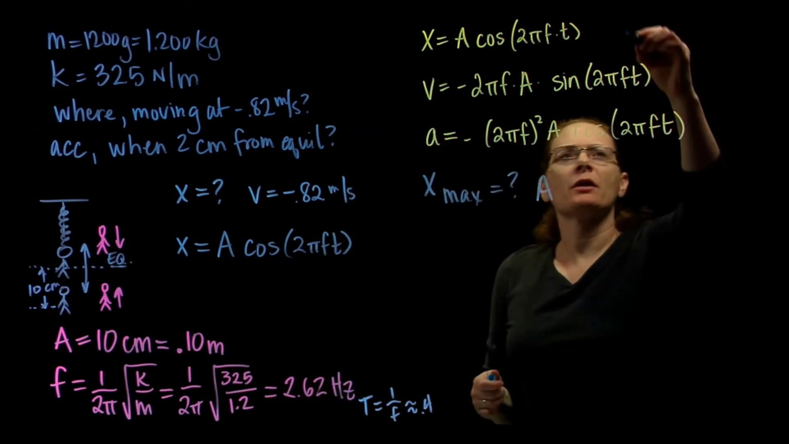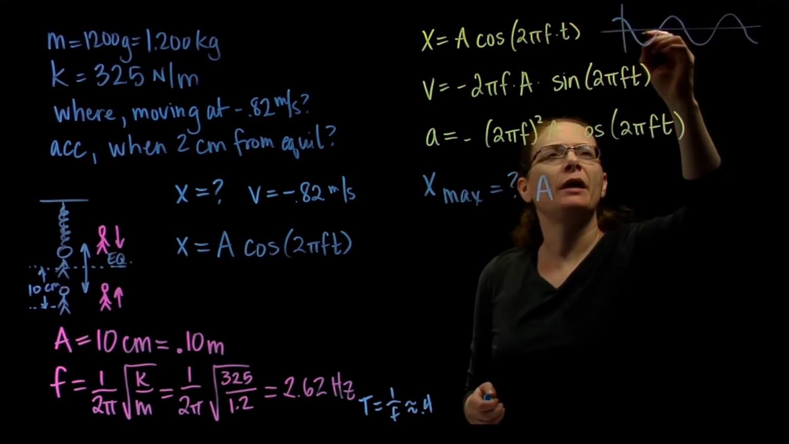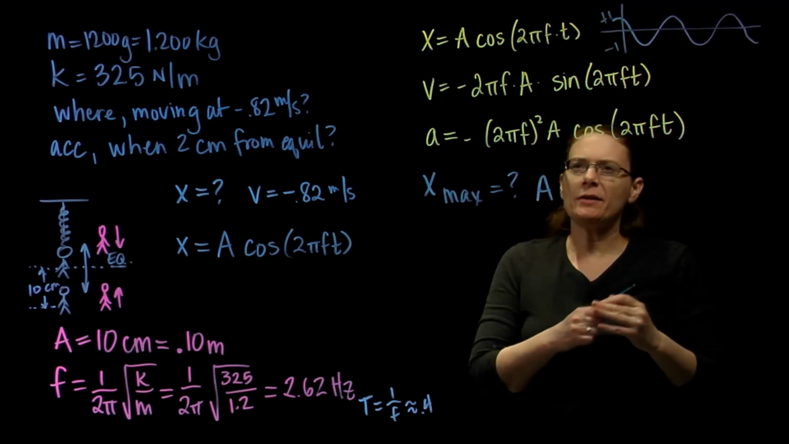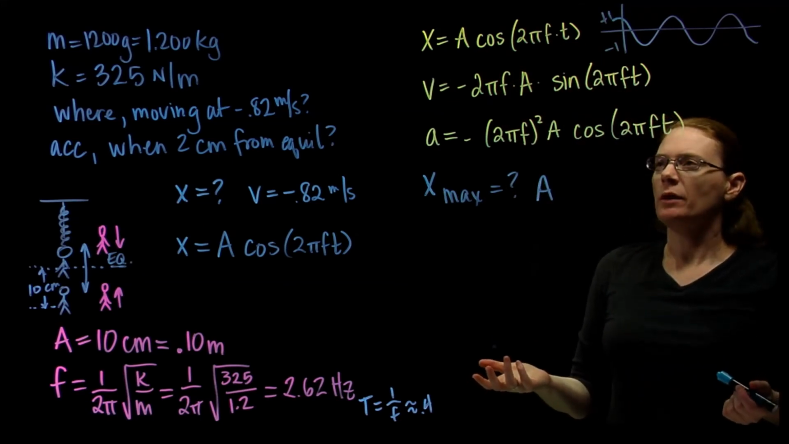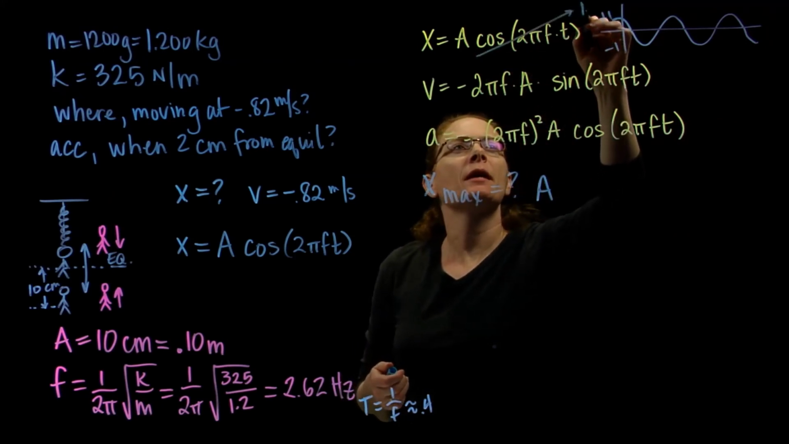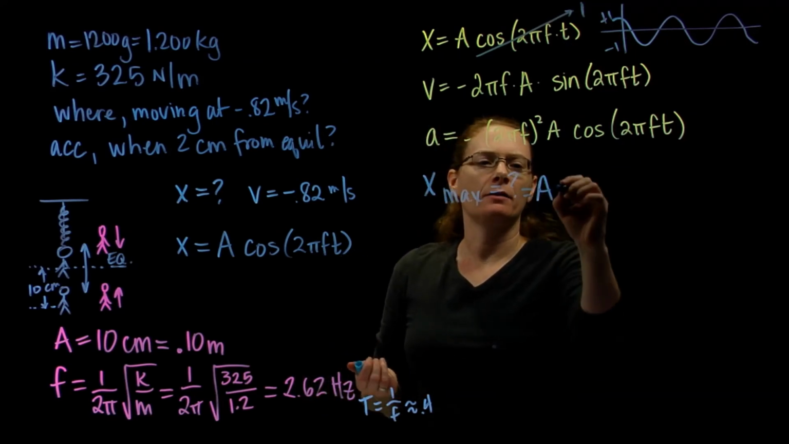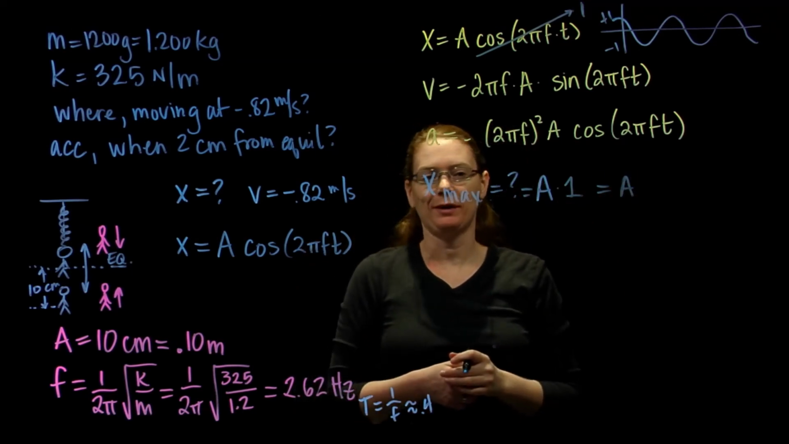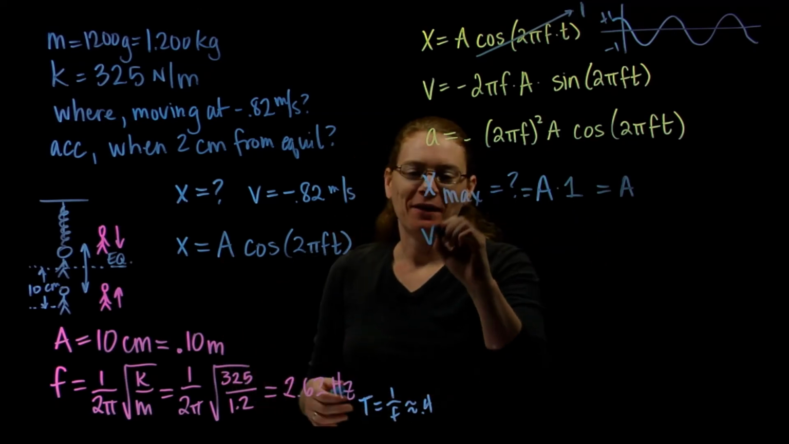A cosine function is back and forth, and it varies from +1 to -1. So this part of the equation right here, the biggest it can ever be is 1, because the biggest the cosine can ever be is 1. So I'm going to say the maximum is when that is 1. Does that work? Yeah, it's the amplitude times 1. Okay, we just proved that the maximum position is the amplitude. Very exciting, I know. Let's do something a little more exciting.